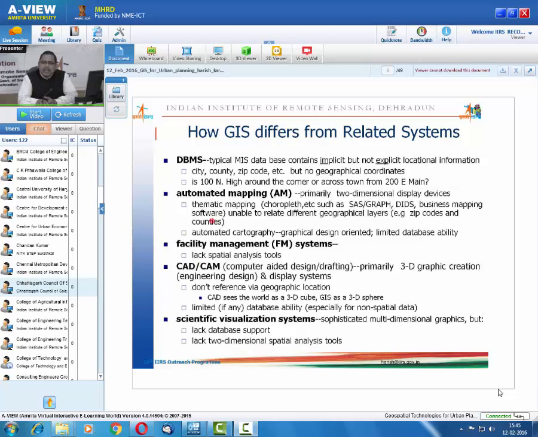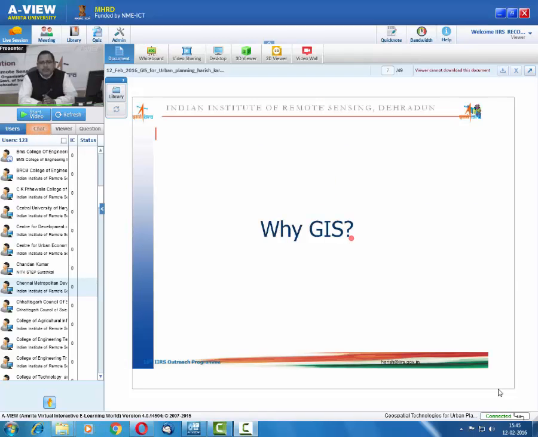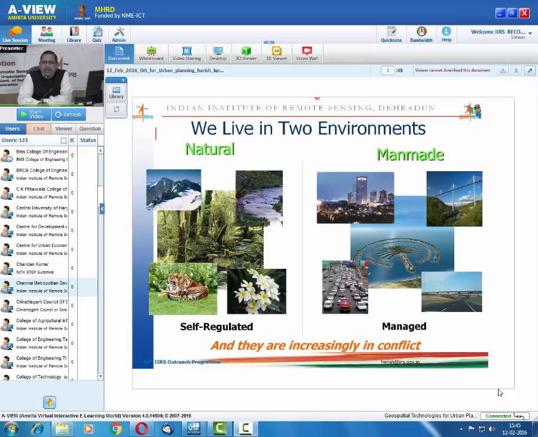Now if you see here, if you combine the database, AM, FM, CAD, CAM and scientific visualization all together, you get GIS. In a geographic information system, right from data creation, data management, the map making technique, facility management, computer aided design or drafting for 3D and 2D maps, and scientific visualization, all are integral parts of GIS. Now the next question arises: why should we use GIS? Why is this particular technology required?